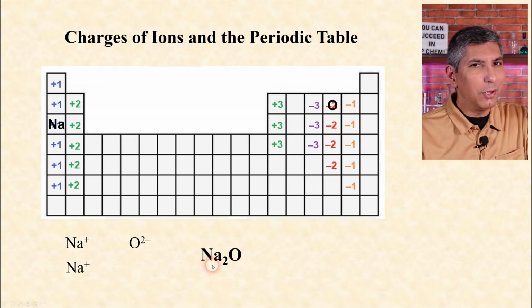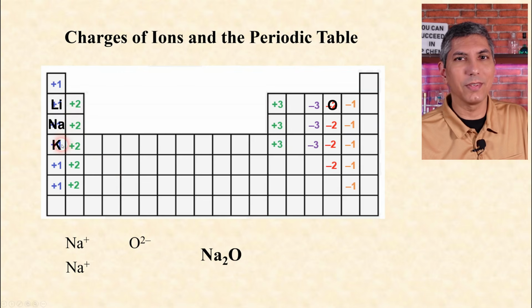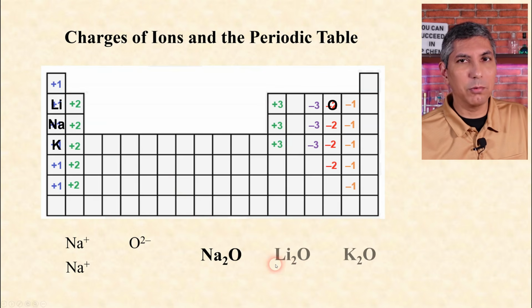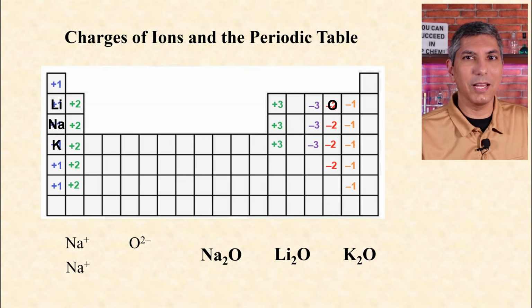oxide. Notice that lithium and potassium also have a +1 charge when they form ions. So that means that lithium oxide and potassium oxide would have these formulas. And those two compounds would be chemically similar to sodium oxide because lithium and potassium are chemically similar to sodium since they're in the same group of the periodic table.